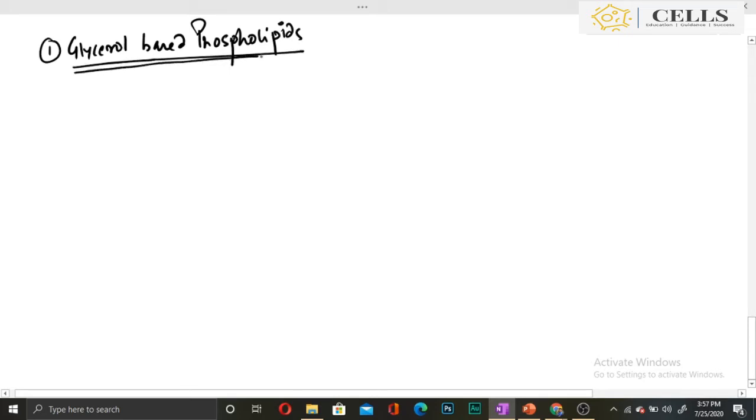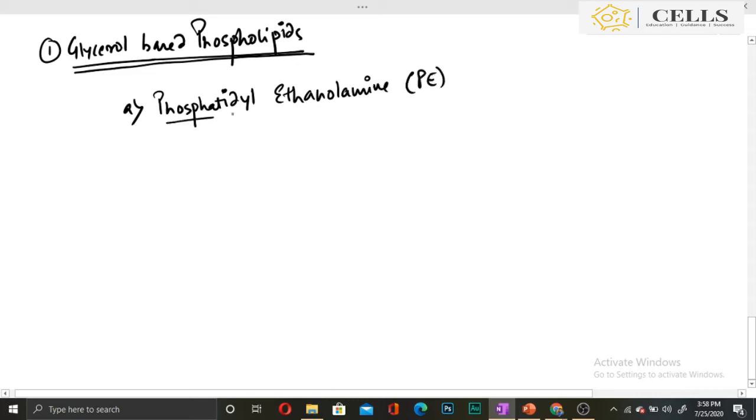This section which I am actually going to teach you is very important from your exam point of view. The first phospholipid which we will be dealing with is phosphatidyl ethanolamine, which is written as PE.